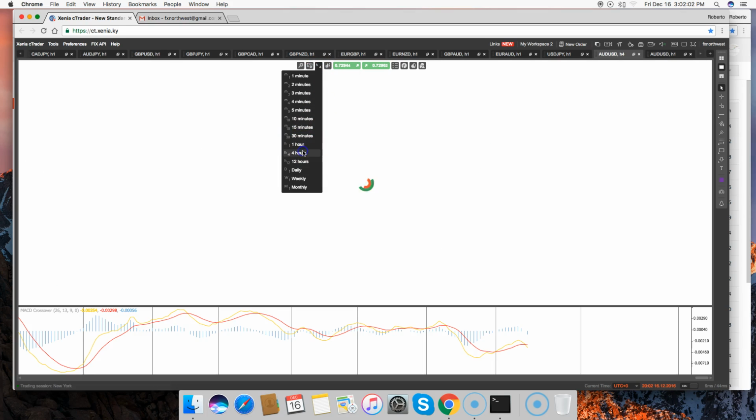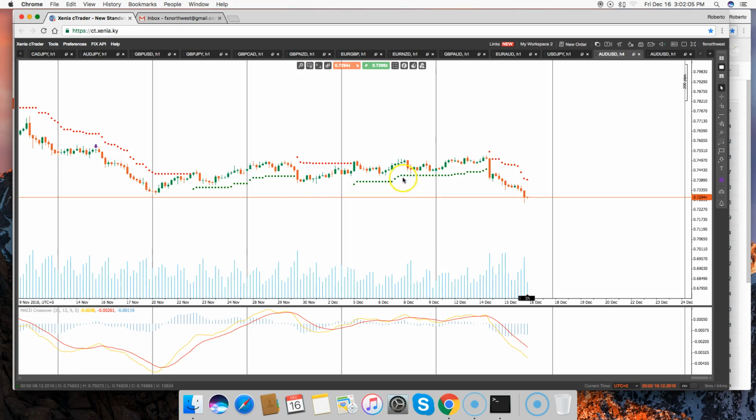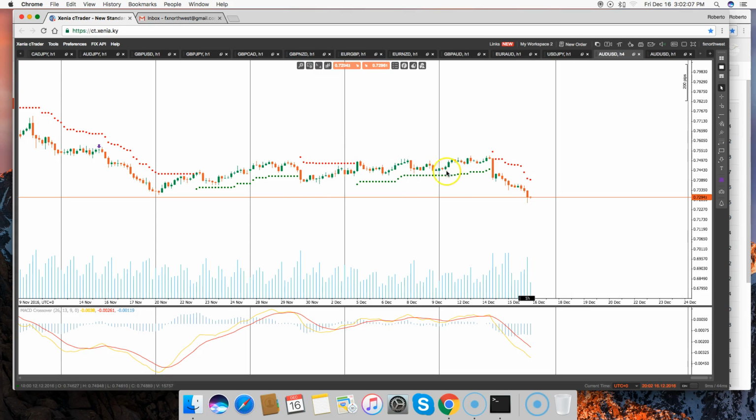Then I go to the 4-hour chart. At the time the daily chart was showing a downtrend, the 4-hour chart was showing an uptrend, so all I needed to do was wait till the 4-hour chart was in line with the daily chart, and there it was, right around here, on the 14th of December. The market went in the direction of the daily chart on the Aussie dollar, and that was my signal to sell.